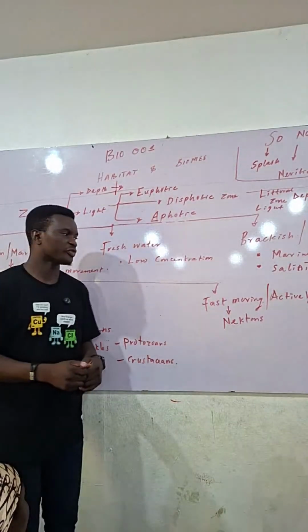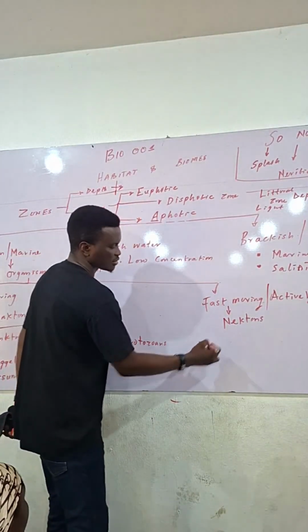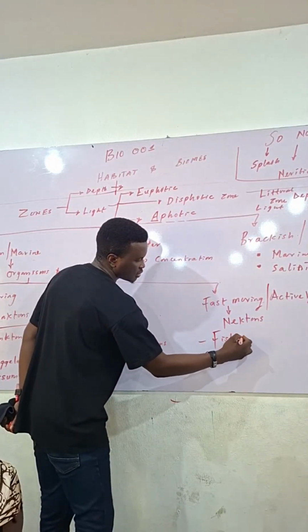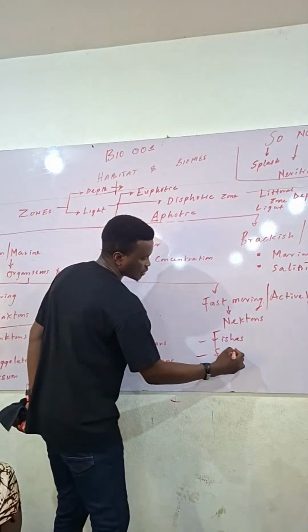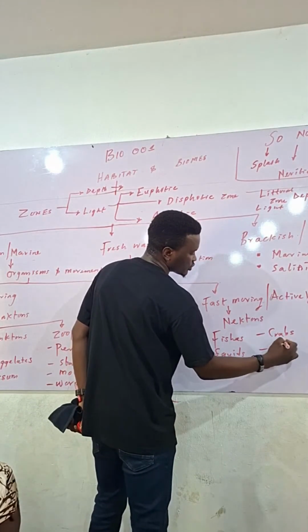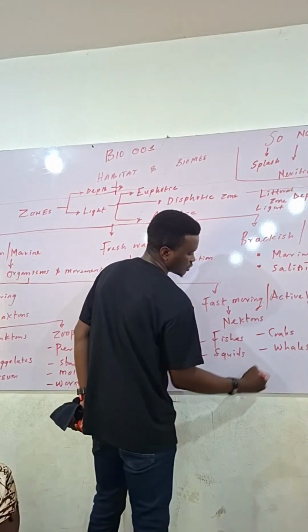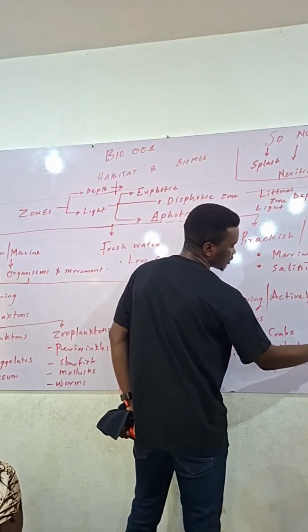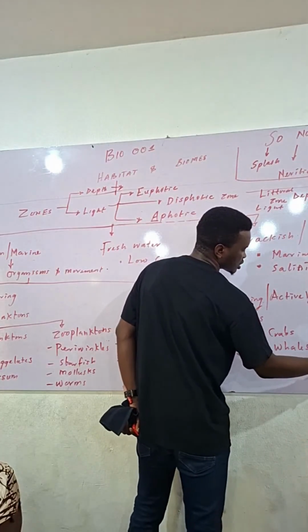So examples of fast moving animals: most fishes, squids, crabs, whales, prawn, sharks, dogfish.